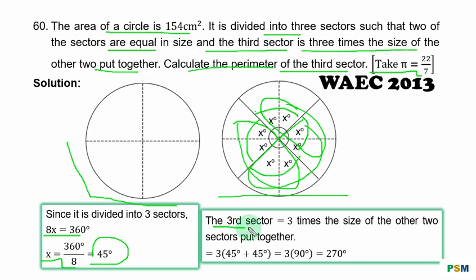The third sector is equal to 3 times the size of the other 2 sectors put together. Each sector, the angle is 45 degrees. So you add 45 degrees to 45 degrees, multiply it by 3, and you have 3 times 90 degrees equal to 270 degrees as the angle of the third sector.